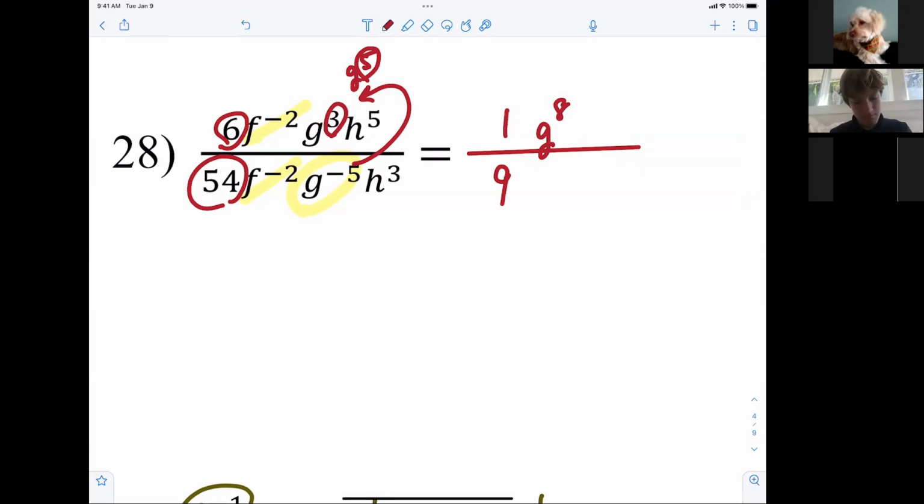You said last time to move it to the bottom, is that because the negatives were on top? That's right. That's exactly the rule. If there's a negative on the top, it moves to the bottom. If it's negative on the bottom, it moves to the top. And then last part here is H squared.